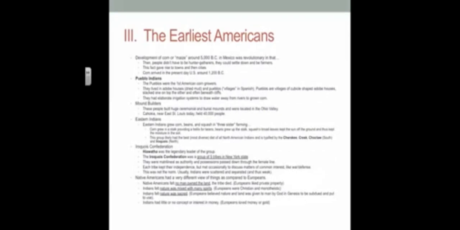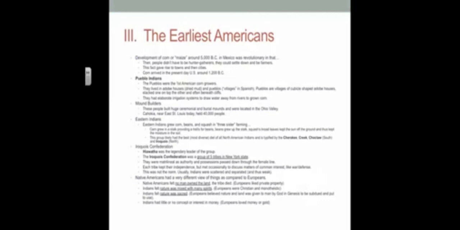Now my third topic has a lot of text, so we won't go through and read this specifically, although you can see that again, I'm in that outline format. I have the development of corn, I have the Pueblo Indians, I have a list of other Indians, and I also have things that I thought were important in bold, whether it's particular leaders, or particular confederations.